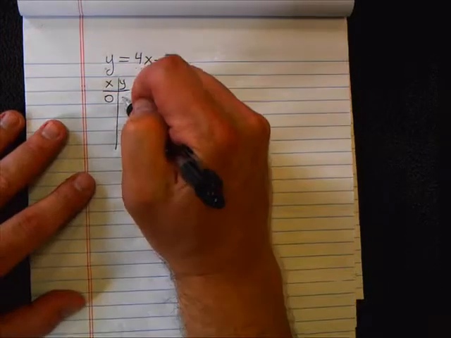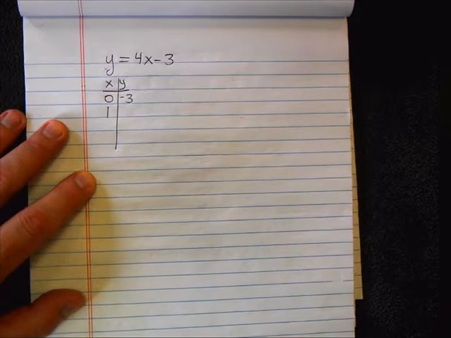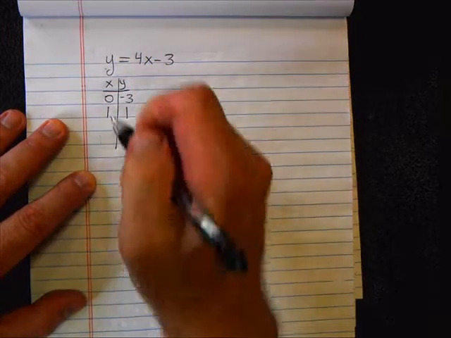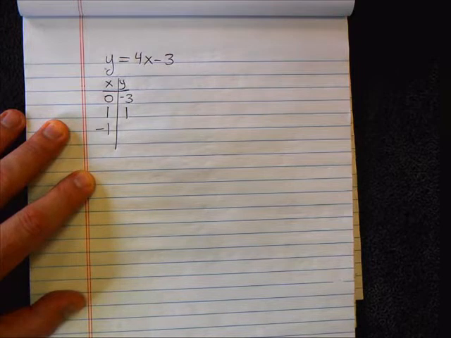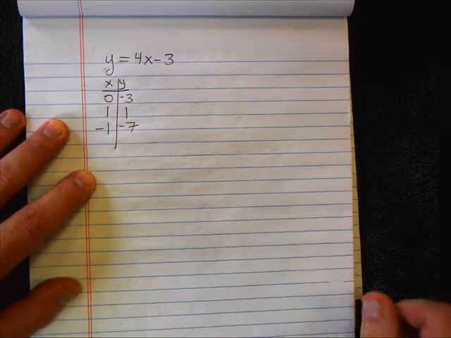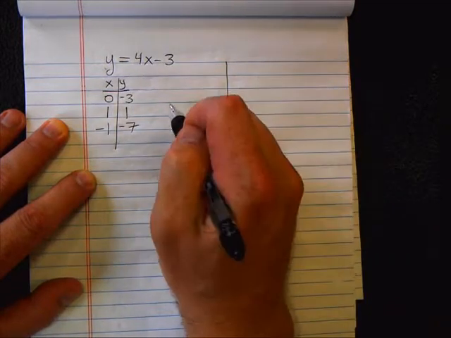When we plug in 0, we get negative 3. Then we might plug in our favorite positive number. In this case, I think my favorite positive number is the number 1. When I plug in 1, I get 1. And then I'll just plug in a negative number. I'll plug in negative 1. My y number would be negative 7. All right, so that gives me 3 points. That's enough to draw a line.